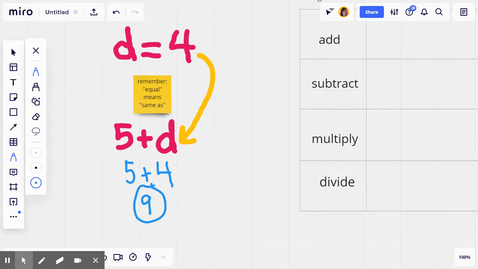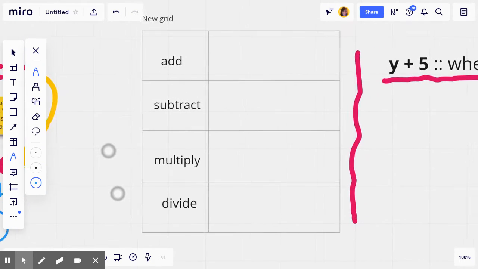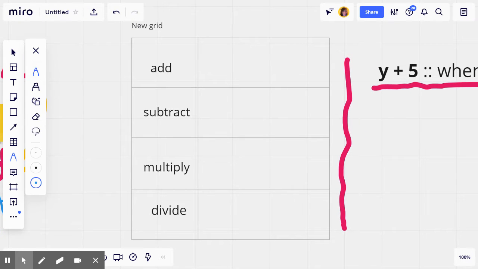Okay. But before we go too far with that, I want to remind you of some of the different ways that you might see some of these operations. Remember, operations in algebra or in math are these things. These are operations. It means, what are you doing? Are you adding, subtracting, multiplying, dividing? Okay. So let's talk about some of the ways that we've seen addition expressed.